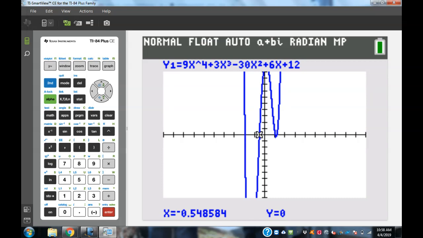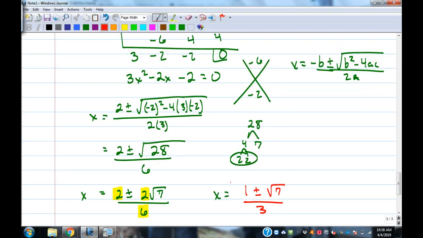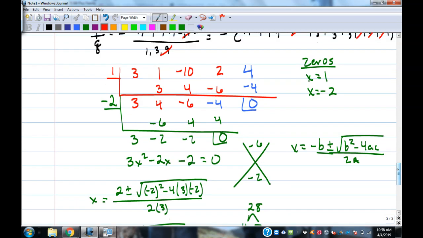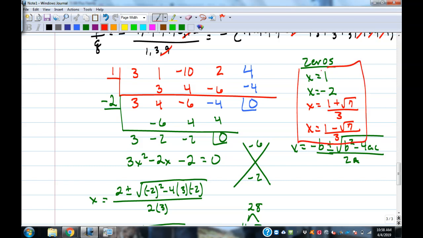So we converted that to a decimal. You don't want to use a rounded decimal to check that with, because it won't be perfect. You got to use that exact solution to check that with. All right, so we got zeros: x equals 1 plus the square root of 7 over 3. x equals 1 minus the square root of 7 over 3. And I'd be okay with you writing 1 plus or minus the square root of 7, just listing it out completely.